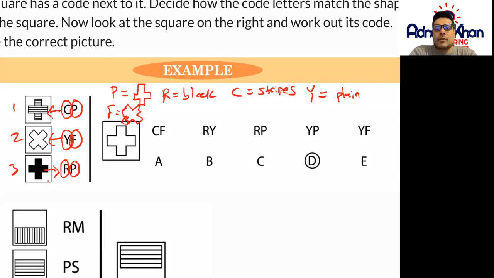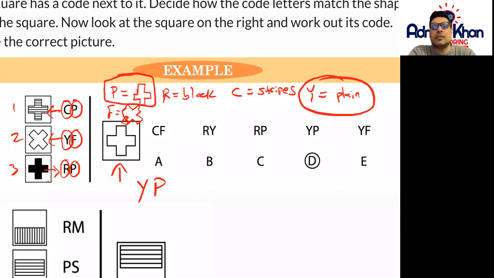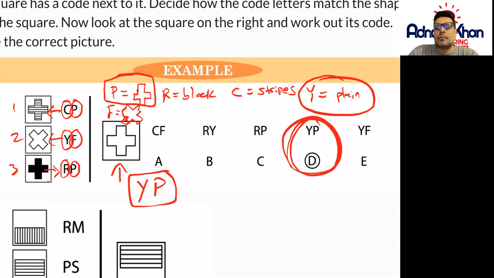So let's have a look at this original shape here. Looking at this original shape, let's work out the color first of all. Color would be Y, because Y means plain or white. Now, because it's standing straight, they must mean that it's a P shape, because P is here, remember? It means P addition straight 3D shape. So our answer in this case is going to be Y and P.